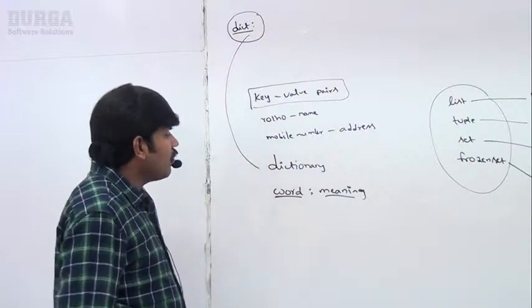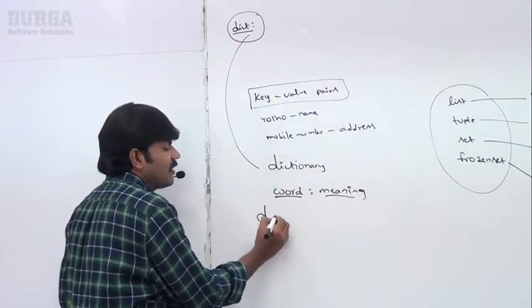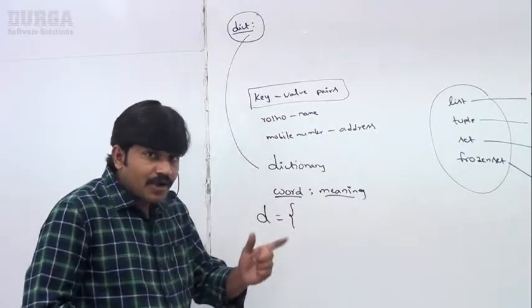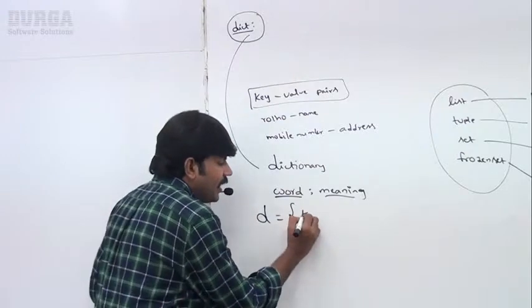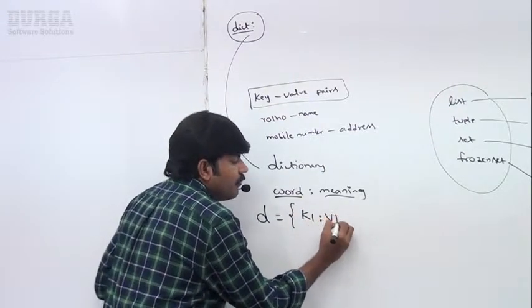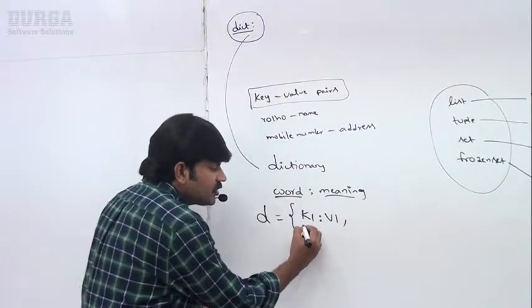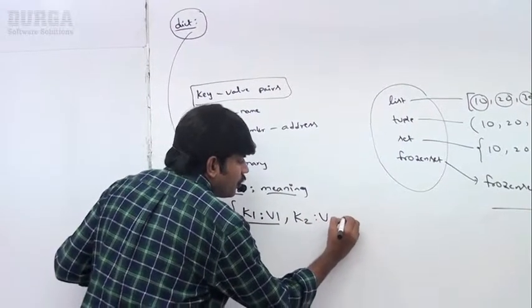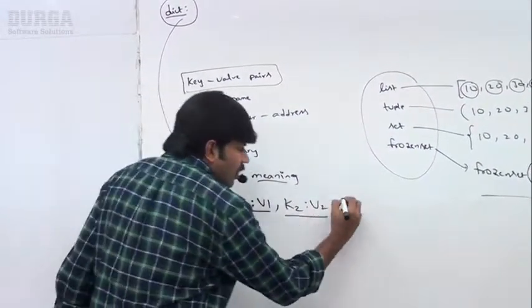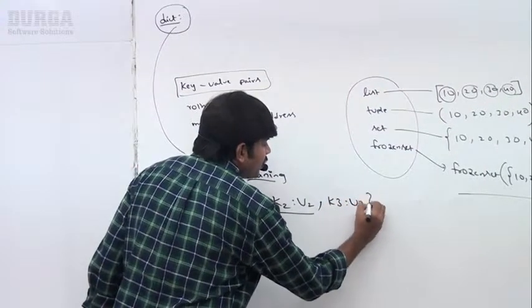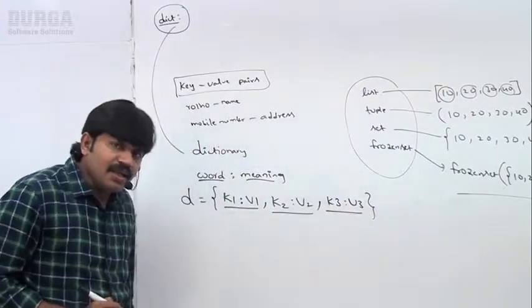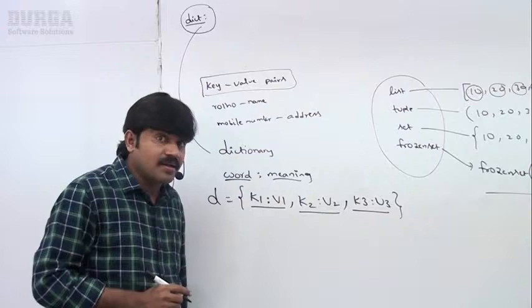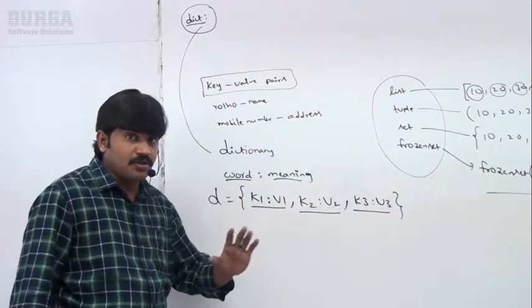Sir, how can you represent it? What is the syntax for that? D is equal to, curly brace open, key colon value. Key K1 colon V1, comma. So first key value. Now K2 colon V2, second key value. Now K3 colon V3. You can take any number of key values, which is nothing but a dictionary. The most commonly used data type in Python. Dictionary is also one of the commonly used data types.